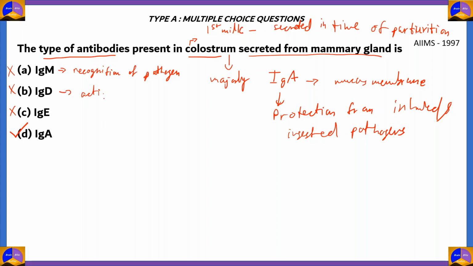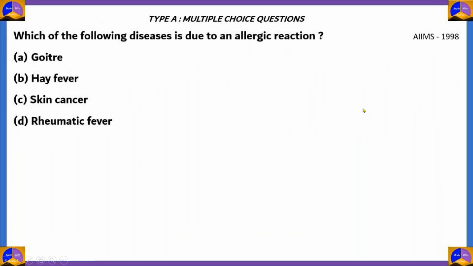IgD, they activate B cells in association with IgM. Again, not a pretty good response for a baby which has weak immunity. Option C, IgE, these produce allergies, and they can be negative to a baby's growth and development. So that's why option D, IgA, is the type of antibody present in colostrum, which is secreted from the mammary glands. Let's move on to the next question.